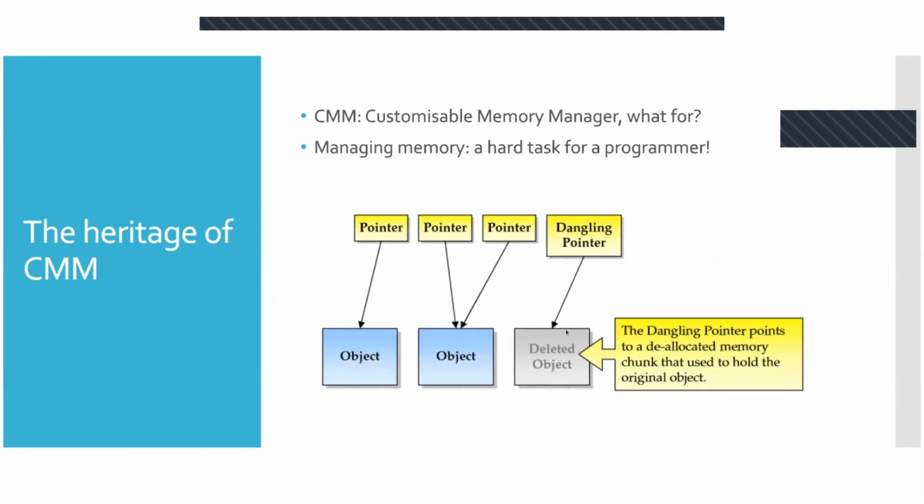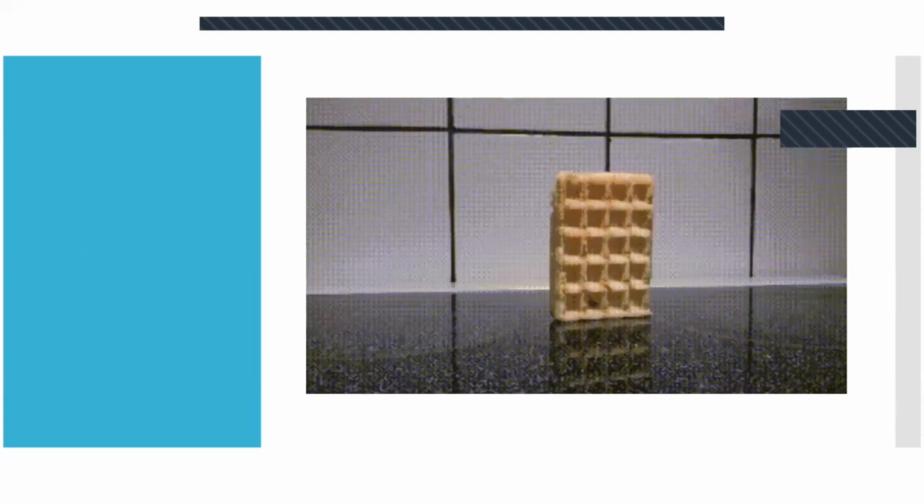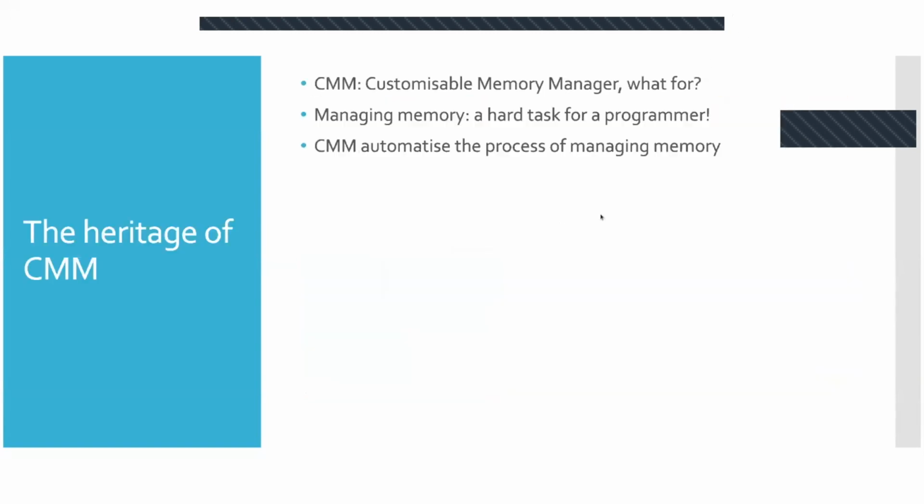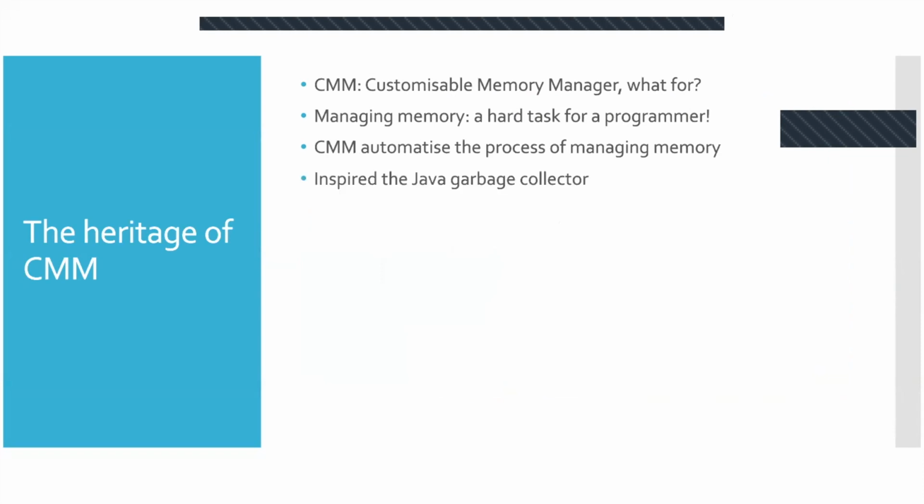This is a very simple example just to give you an idea. If we ask for some memory and then we free it, but we still have a reference to it, we may try to access this memory using this reference, and this happens. So this is a huge problem, and CMM automatized this process. So the programmer was not in charge of this process anymore. Just to give you the idea, this is part of the Java garbage collector mechanism. So it is quite an important software.